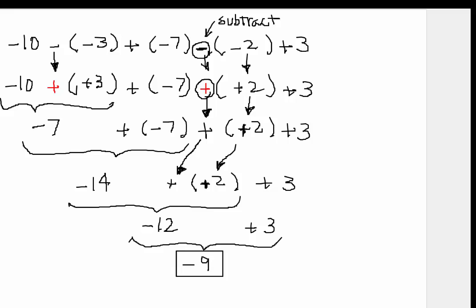Now, the one I showed you earlier was kind of like a shortcut, so you don't have to deal with this two at a time and make a mistake like I did earlier. So if I look at the same problem here, I'm going to write it again. Let's take a look at the same question. -10 -3 plus -7 -2 plus 3.